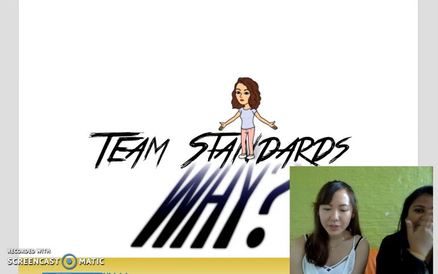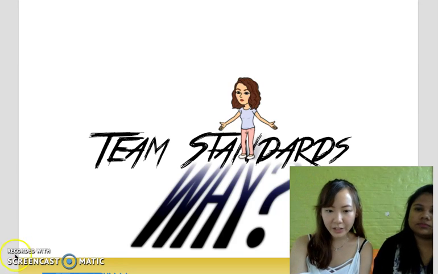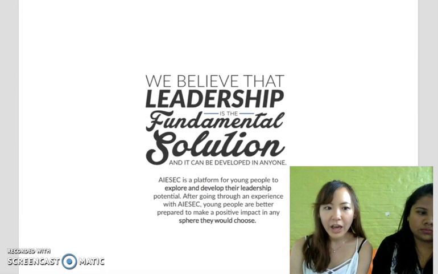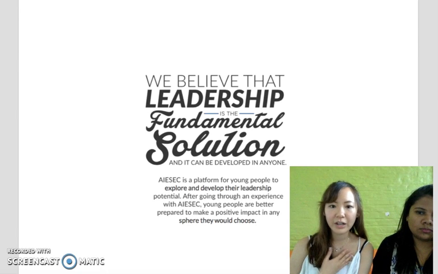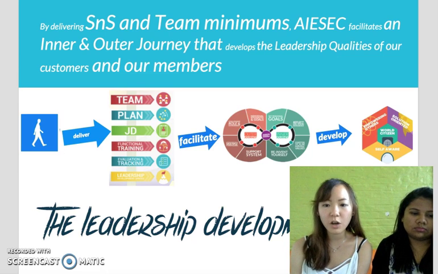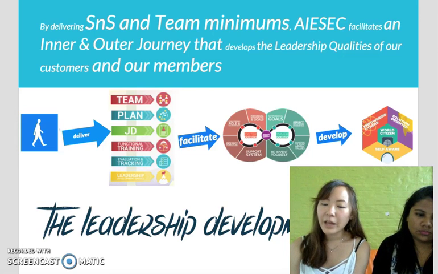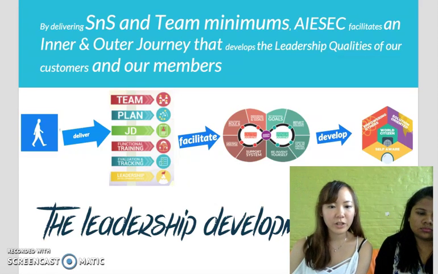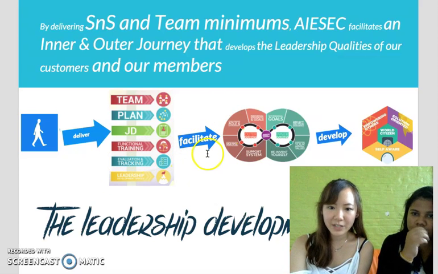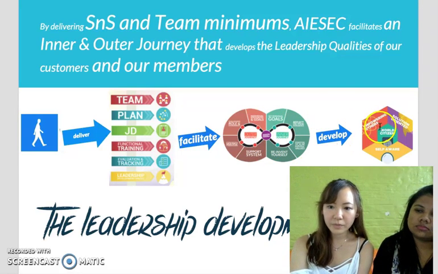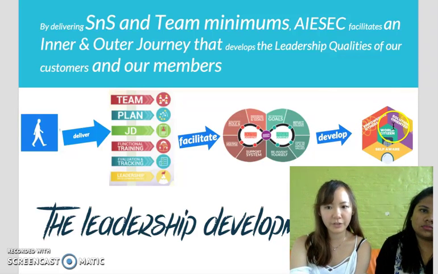So we'll talk about why Team Standard is so important and why we should implement Team Standard in our LC first. As ISAC, we believe that leadership is a fundamental solution that can be developed in everyone, and we promise as an organization to develop leaders in our network through our members' journey. We want to develop every member to have the qualities of being a world citizen, being solution oriented, being able to empower others, and being self-aware. But only if we deliver our team experience up to a certain standard can we facilitate a very good outer journey to invoke them to go through an inner journey, and eventually develop in them the four leadership qualities that we promise to deliver as an organization.